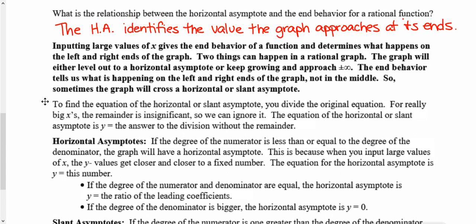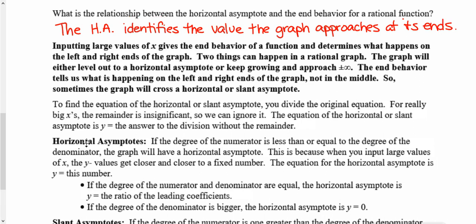To find the equation of a horizontal or slant asymptote, you would divide the original equation in the form it was given, and then it would turn into some other function with another small rational next to it as a remainder. So for really big x's, the remainder is going to be insignificant, so we can ignore it. The equation of the horizontal or slant asymptote is y equal to the answer to the division without the remainder.